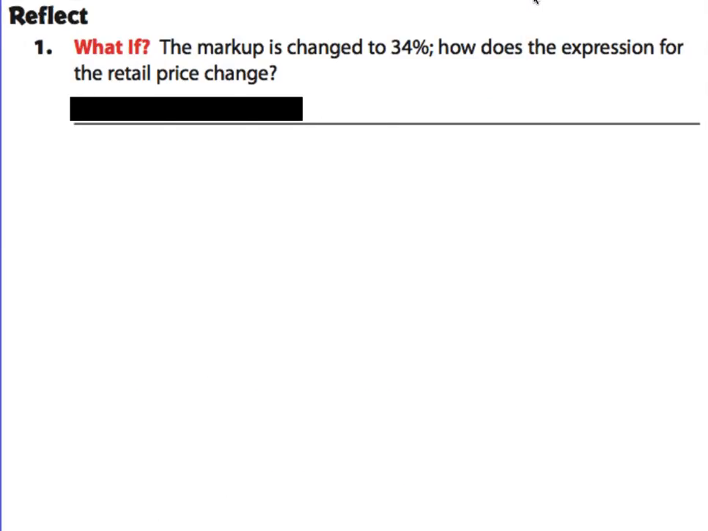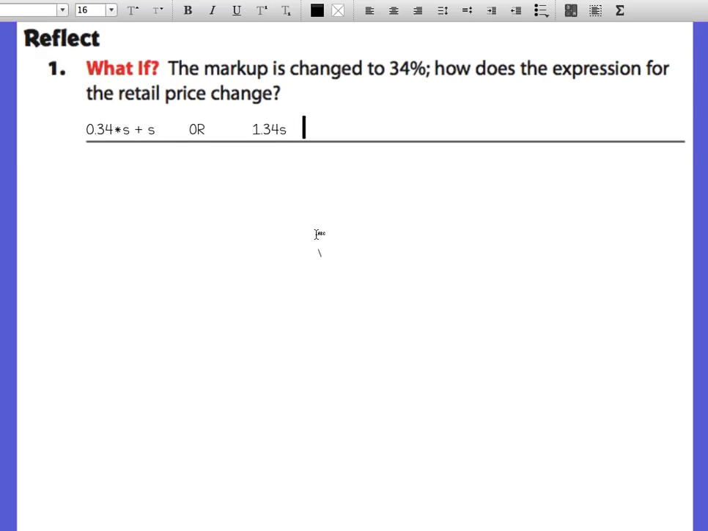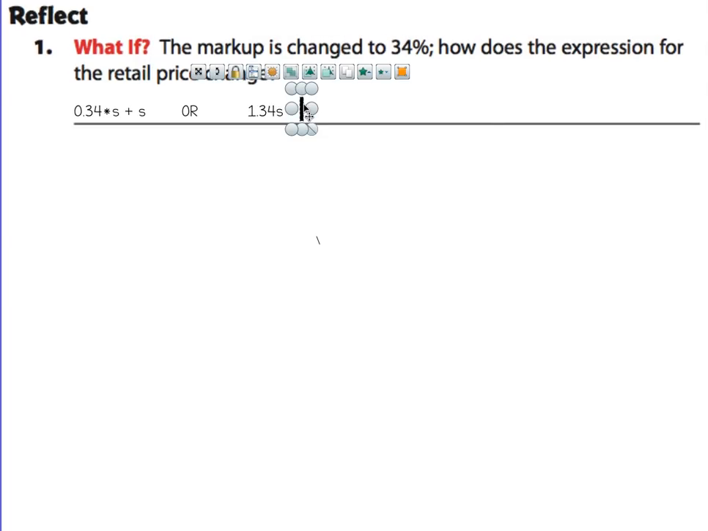All right, so let's go ahead and take a look at this. The markup is changed to 34%. So how does the expression for the retail price change? Well, instead of it being 42 hundredths, now that percentage has changed to 34. So instead of 42 hundredths, it's 34 hundredths times S, plus S, or it's going to be 1 and 34 hundredths times S instead of the 42.